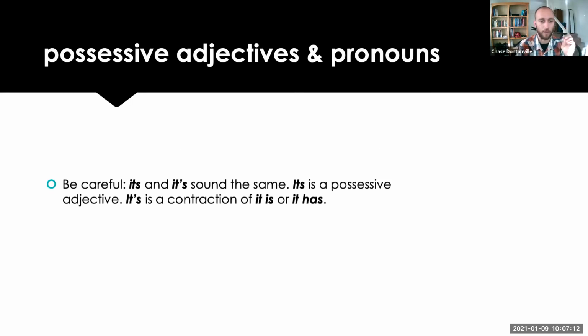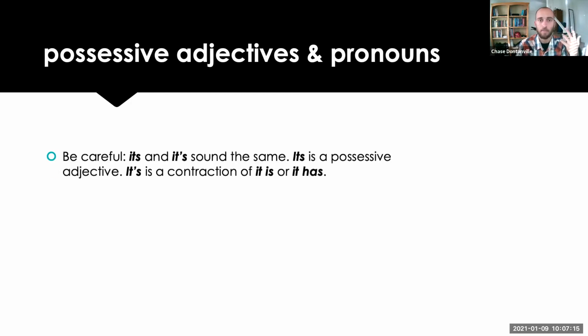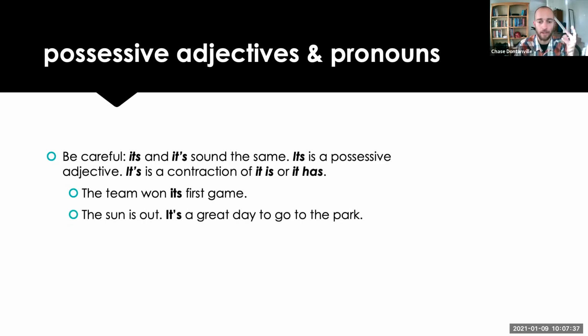Now, careful, okay? Remember, it's and its sound the same, but its is a possessive adjective. It apostrophe s is a contraction of it is or it has. So look at the difference. The team won its first game. Possessive adjective, no apostrophe. The sun is out. It's a great day to go to the park. So it apostrophe s is it is a great day to go to the park. Be careful with these two because they sound exactly the same.